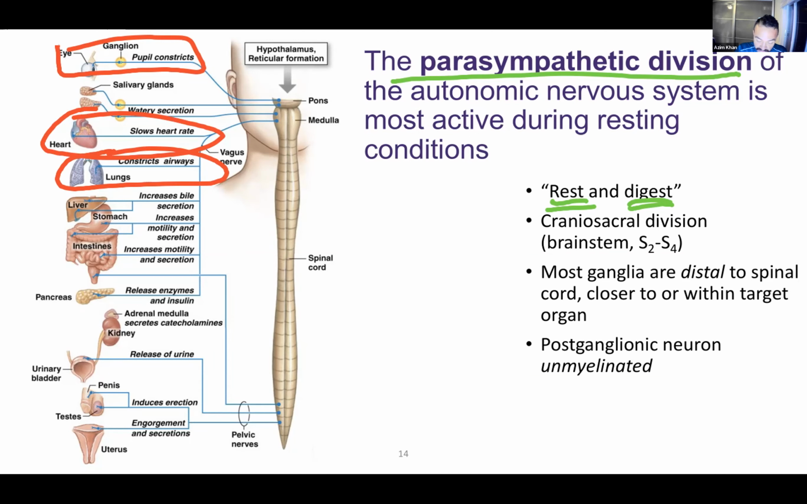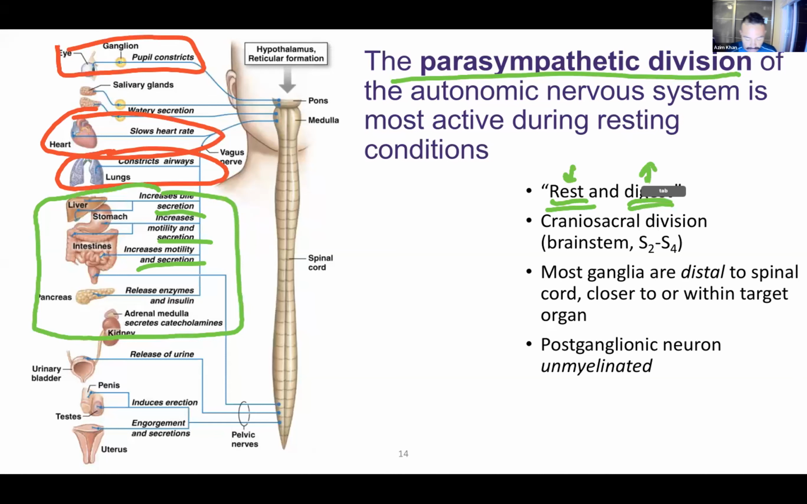But we're increasing activity of things like digestion, increasing bile secretion, increasing your stomach movement, increasing secretion in your intestines. Those are all things that get increased. That's why we call it rest and digest. Rest because your heart rate's going down, breathing's going down, but we're increasing digestion. So I should draw an up arrow actually. I'm going to clear what I drew on the left side to make some room for more drawings.